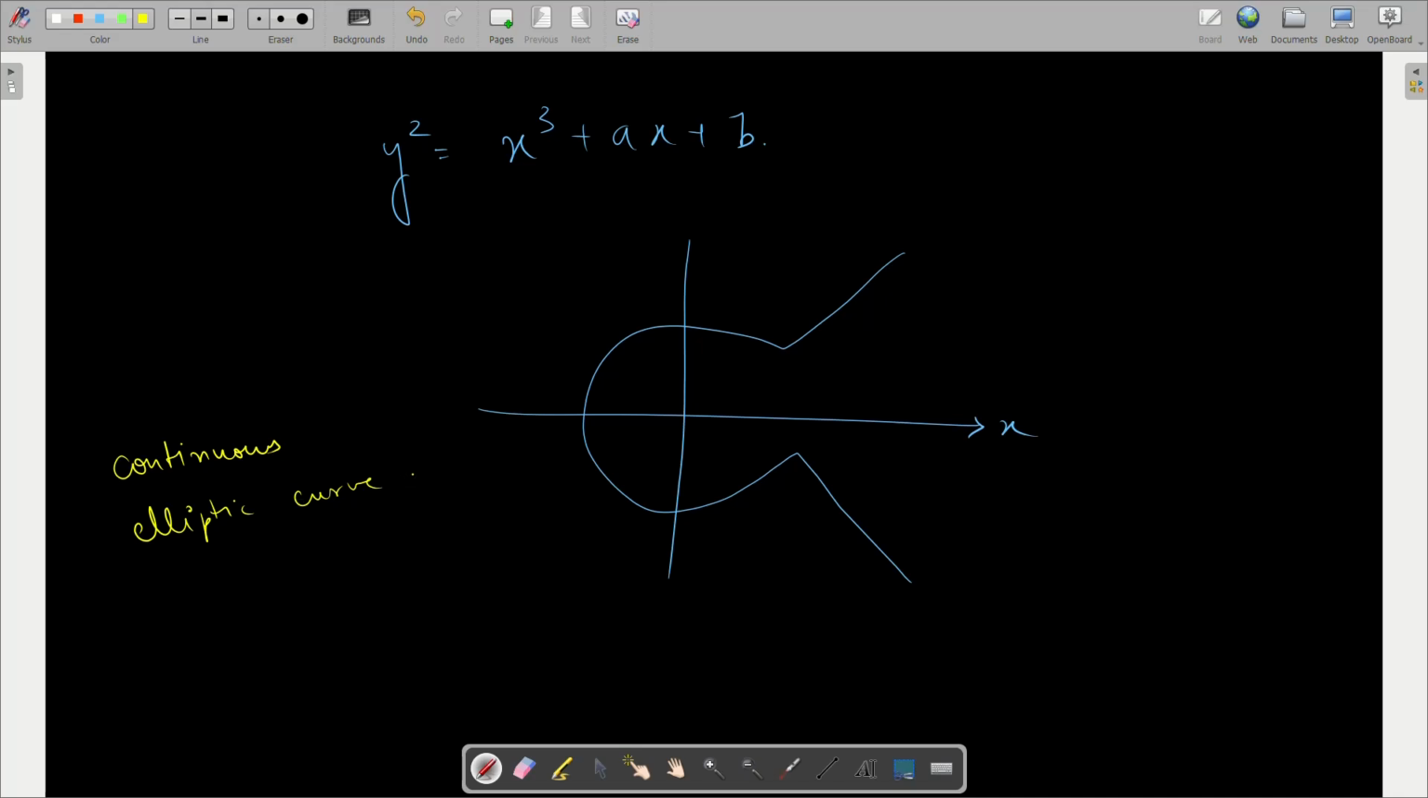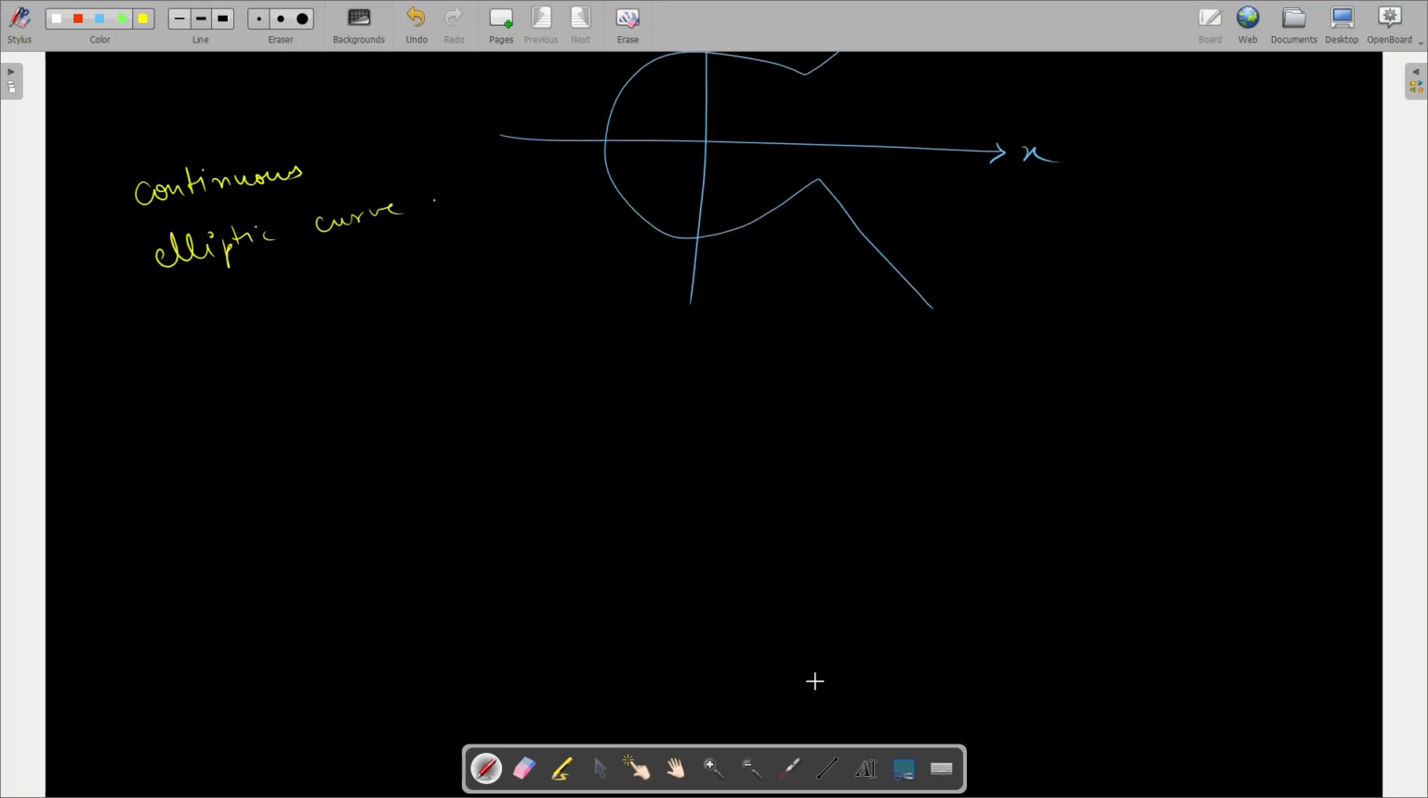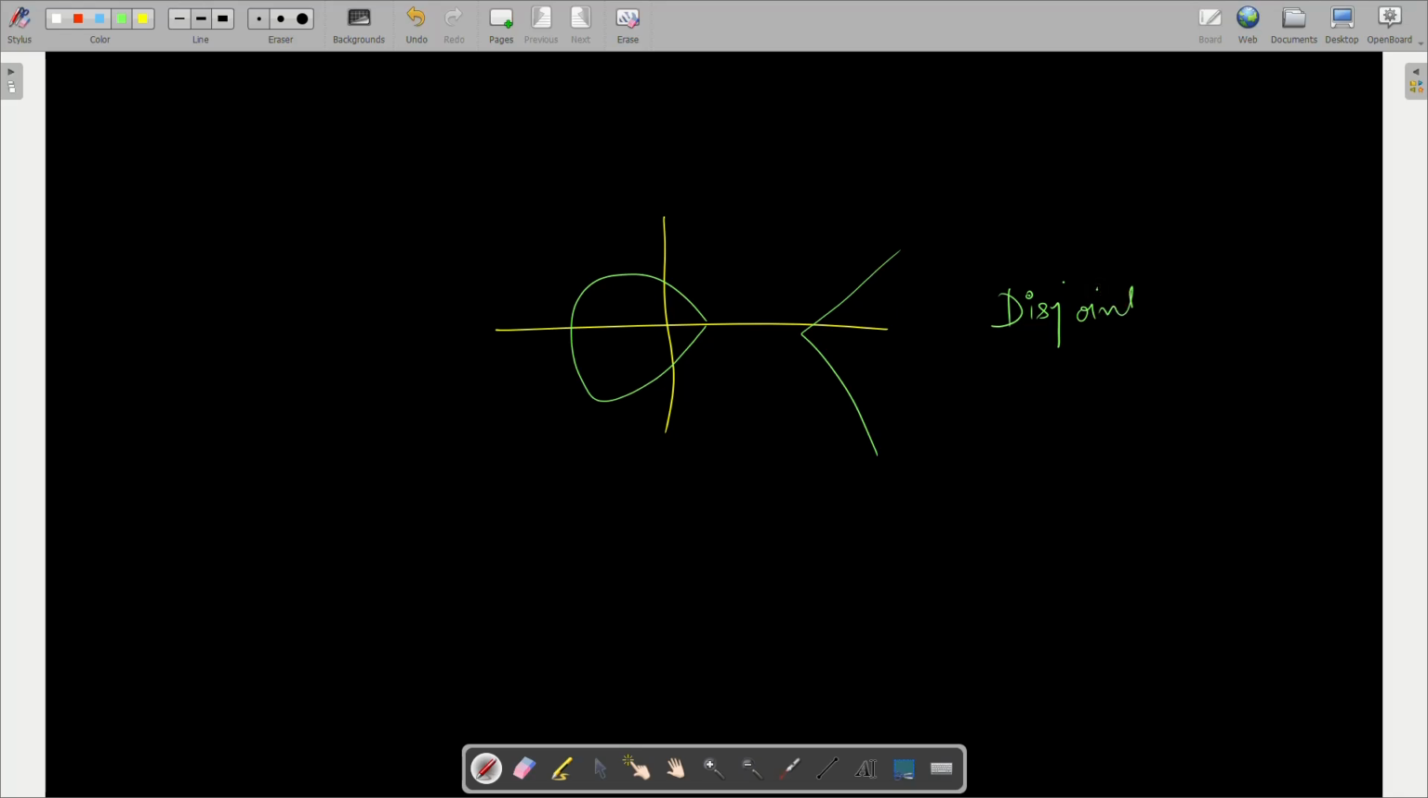The elliptic curve is also much less steep than cubic curves. Again, this is because of the y square term on the left hand side. Many times these curves can be disjoint. Let's say one piece looks like this and another piece looks like this. It can be symmetric as well as disjoint, and this is what we call a disjoint elliptic curve.